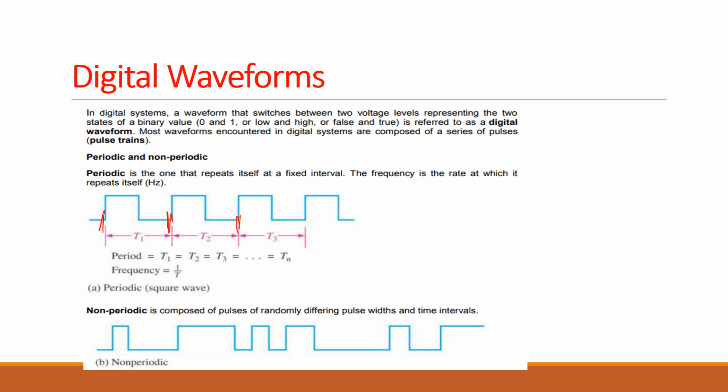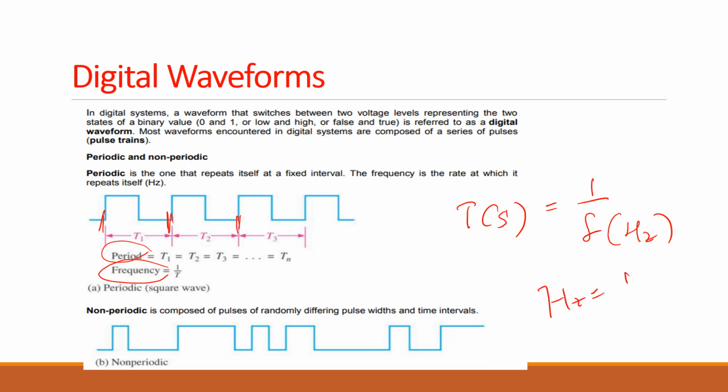The relationship between the period and the frequency: period is the time for one cycle, and the frequency is how many cycles per second. So there is a relationship between these two. For period, we use the letter T. Period is measured in seconds, and period is equal to 1 over the frequency. Frequency is measured in hertz. If you consider the units, hertz is equal to 1 over seconds. Period is the time per cycle, and the frequency is the number of cycles per second.